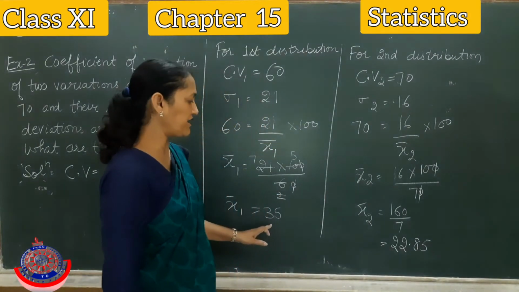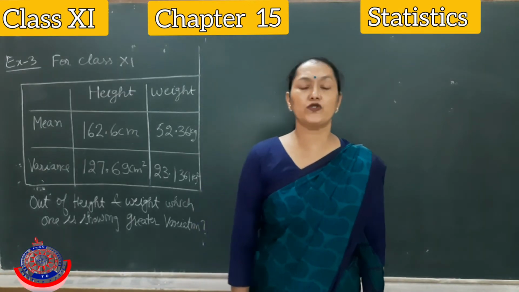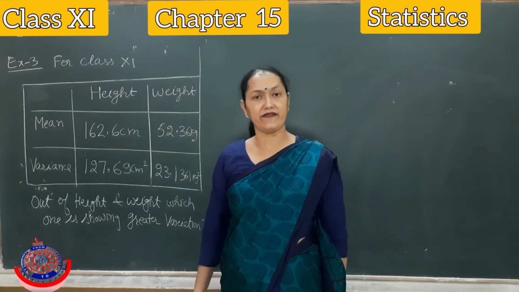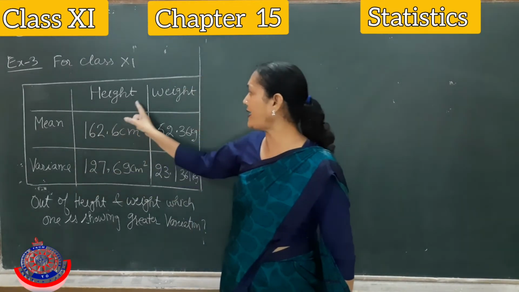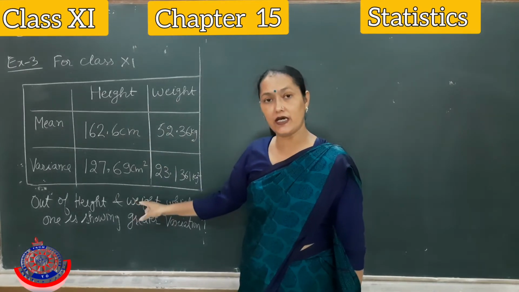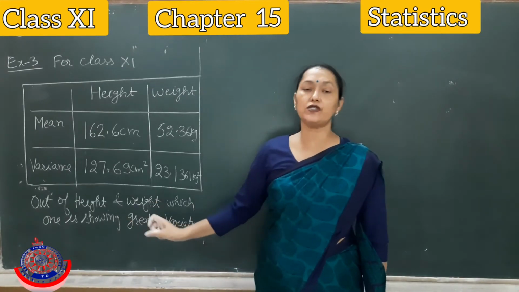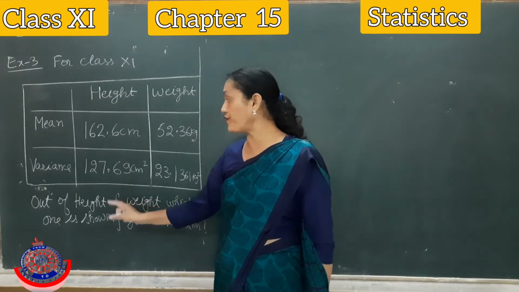The first mean is 35 and the second mean is 22.8. The next question I have taken is for a section of class 11th. The mean and variance for height and weight are given to us. They are asking, out of height and weight, which one is showing more variation, more variability, using the coefficient of variation.